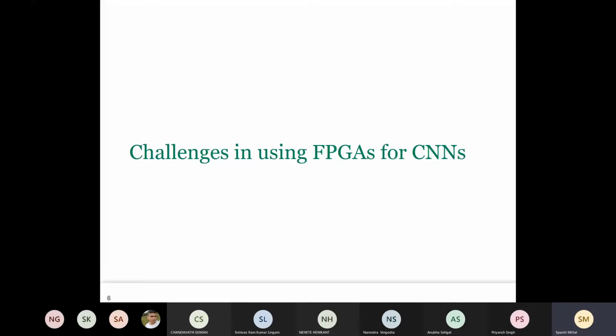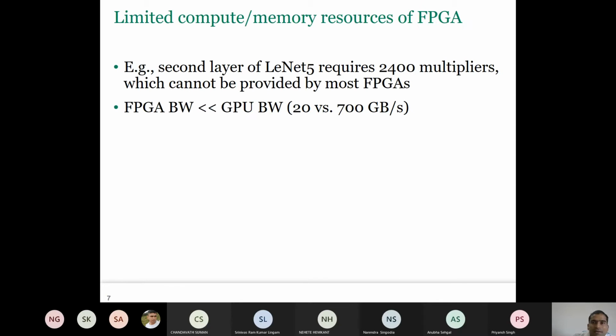Yeah, so now we will discuss from this point onwards. What are the challenges in using FPGAs for CNNs? First thing is FPGAs usually don't have as many resources as a GPU has.